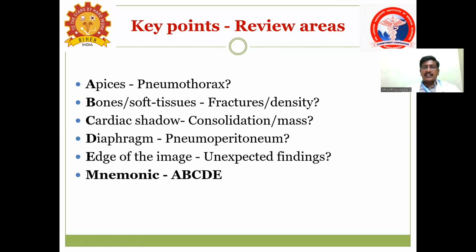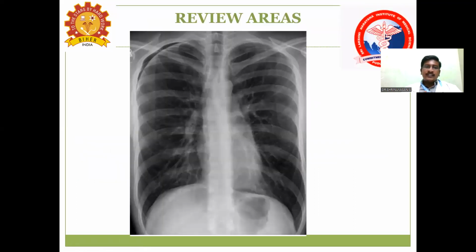Okay, what are review areas? So the review areas are hidden areas. Hidden areas are the apices, that is, whether any apical pneumothorax is there. These are all the areas we least concentrate on, so we miss pathologies in these areas. These hidden areas are given by the mnemonic A, B, C, D, E. One by one we will see what A, B, C, D, E are. A is apices. Any minimal pneumothorax in the apices region we will miss, so always see the apices. We should not miss any minimal pneumothorax.